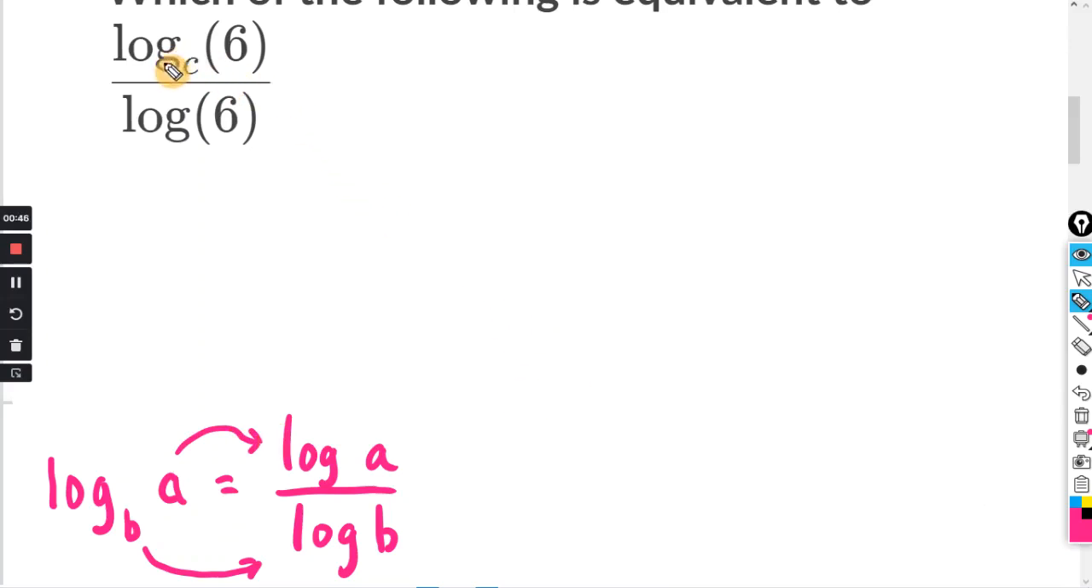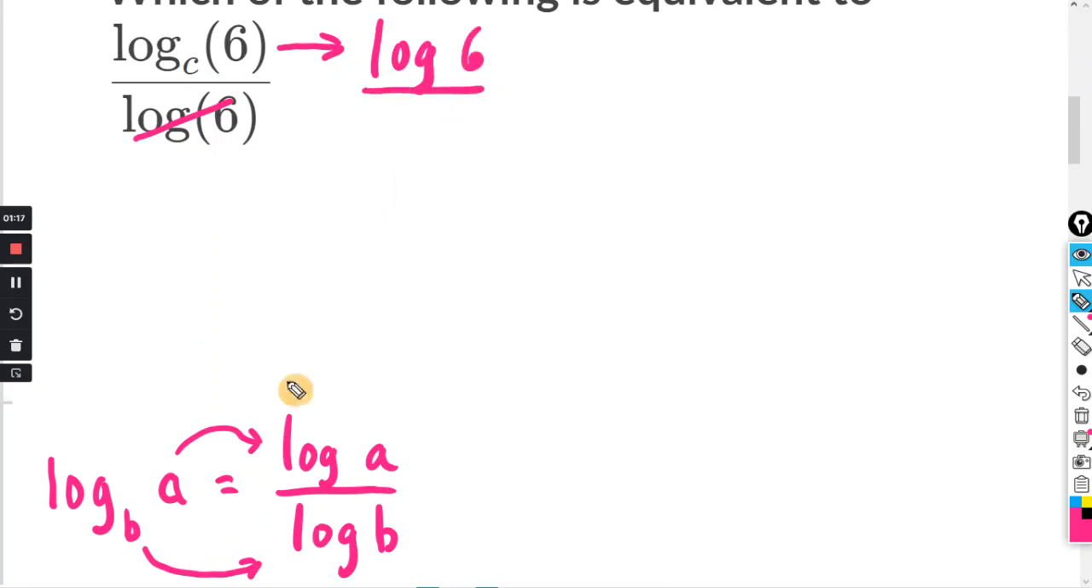All right, so here we have log base 10 of 6. Remember, no base written means it's base 10. We want to convert the top to base 10. So just dealing with log base c of 6, we're going to ignore the numerator at first. Log base c of 6, the argument goes in the numerator. So that's going to be log of 6.